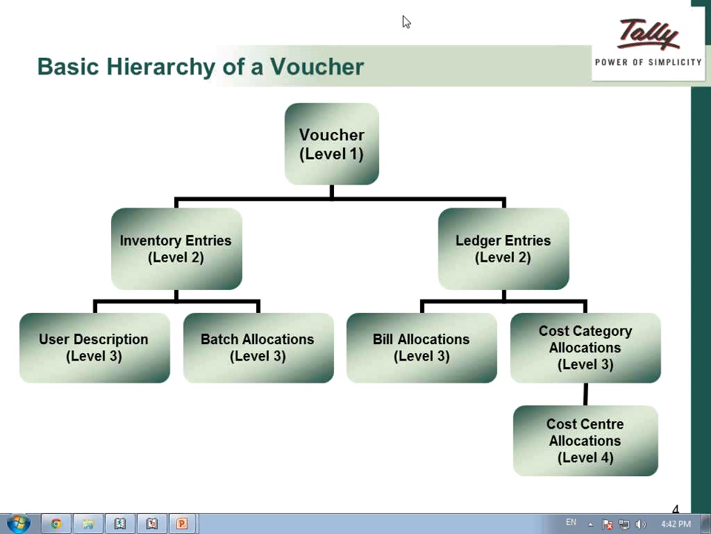The sales invoice that we have will have 2 levels. We'll have 2 collections at level 2: inventory entries and ledger entries. They will be at the same level. Then we will have user description and batch allocations at level 3 under inventory entries. For ledger entries, we will have bill allocations and cost category allocations, and then we will have cost center allocations.